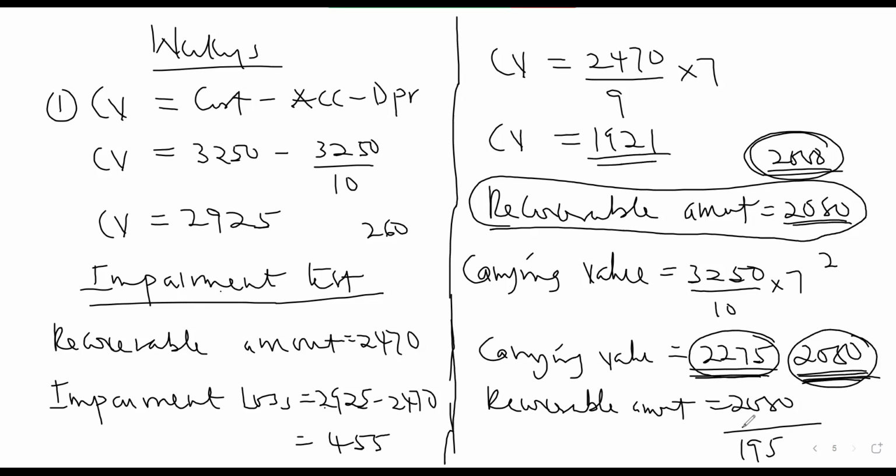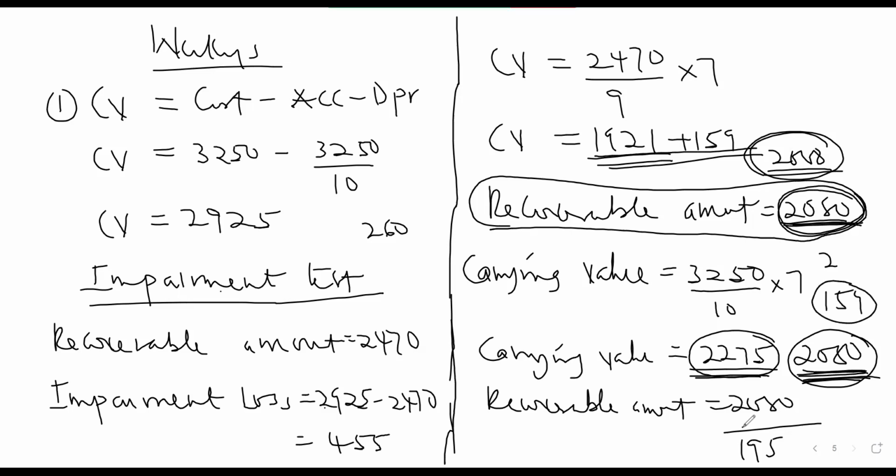But what is the carrying value of the asset in the books? 1921. What is the difference? 159. So it means that we need to add 159 to the asset to bring it to this amount. Because if the impairment has not happened, this is supposed to be the recoverable amount of the asset as at that date. So you add the 159 to the carrying value to make it 2080, and you reverse only 159 of the impairments.